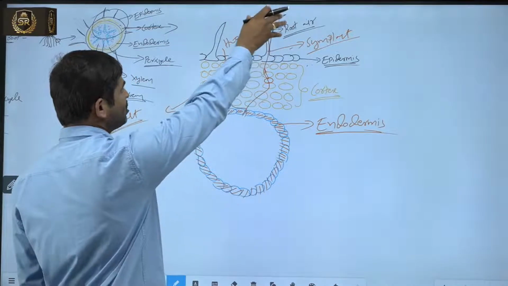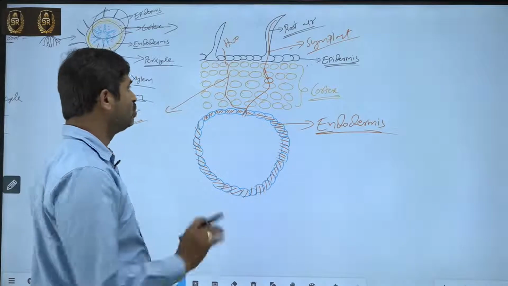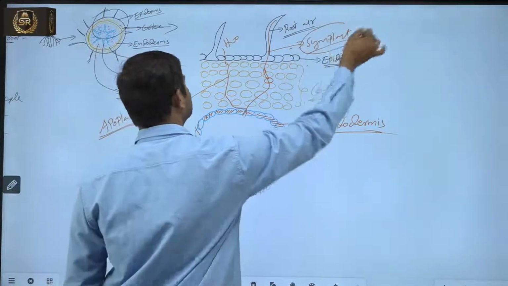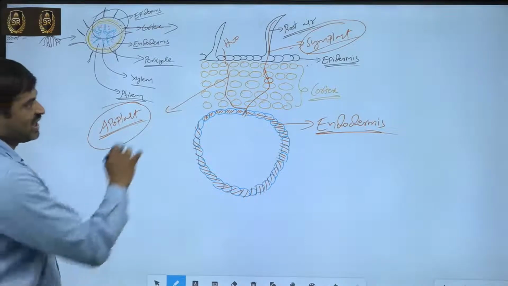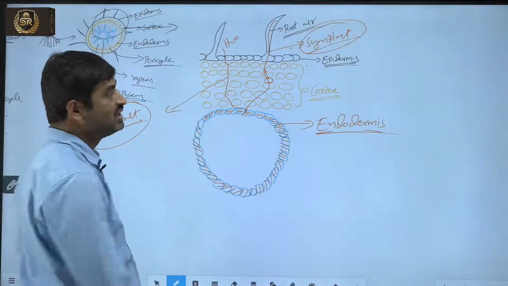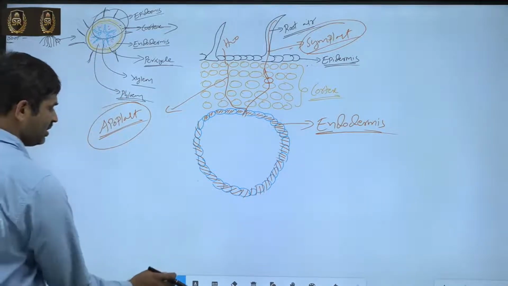Next one, soil water enters into the stele by two methods: one is apoplast transport, the other is symplast transport. Apoplast transport is non-living transport. Symplast transport is a living transport mechanism.